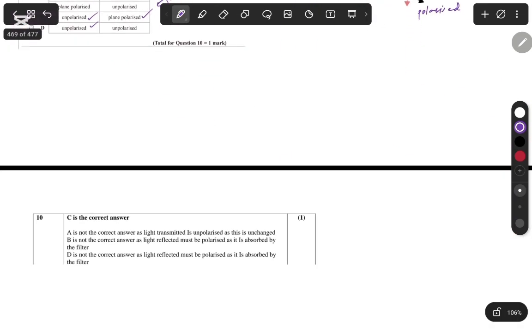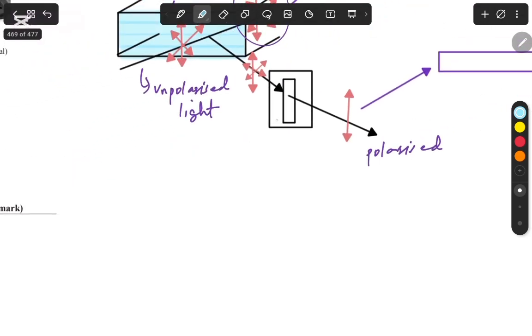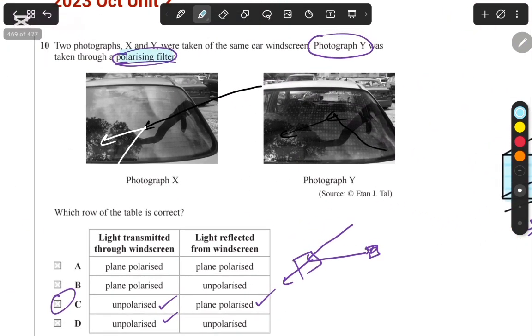You can also see the mark scheme for this. They give the same reasoning. Answer is C, and they tell you why the light is polarized, because it is absorbed by the filter that's placed right over here. And where is this information? It's given to you in the question right over there.